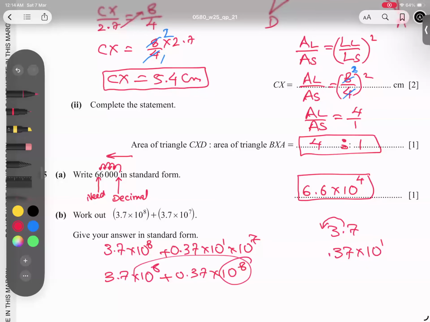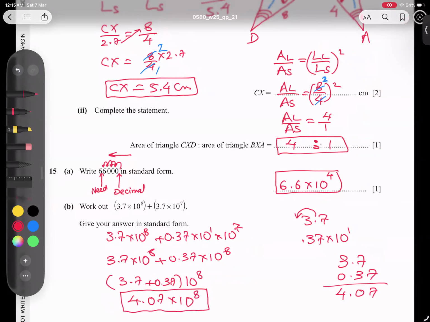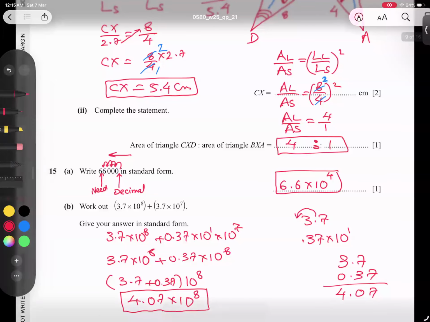Now see, they match. Can I take common from here? Yes, I can take common. And what is left inside? 3.7 plus 0.37. And check it, 3.7 and 0.37. If I add 7 here, 3 plus 7, 10, 1 carry, 4.07. So 4.07 times 10 to power 8. And this is our final answer. And I hope the concept is very clear.